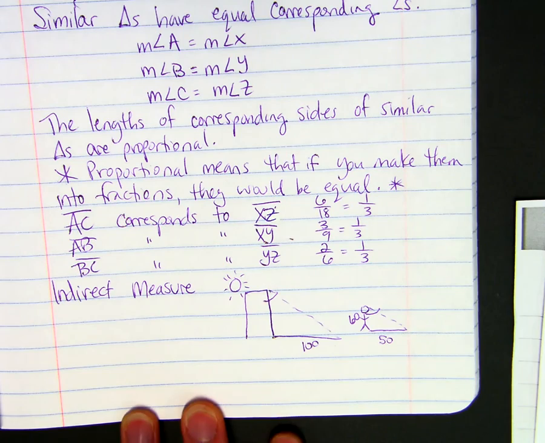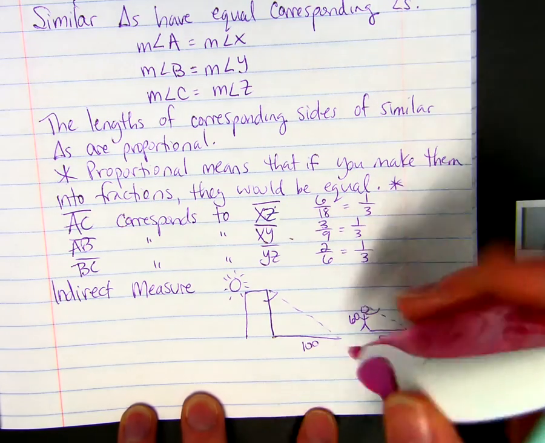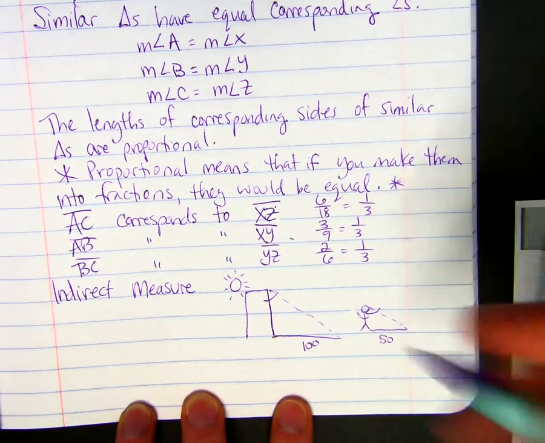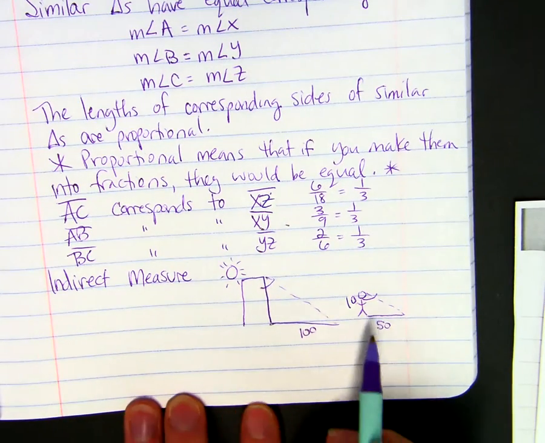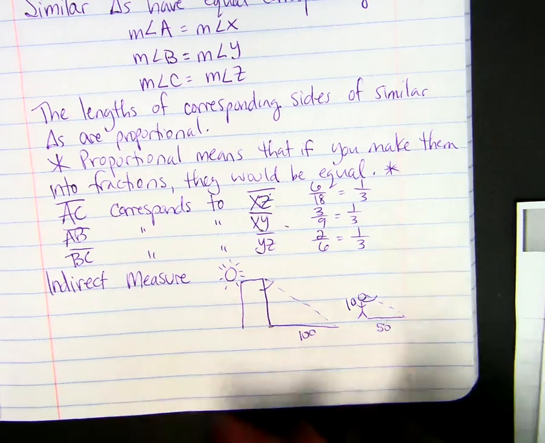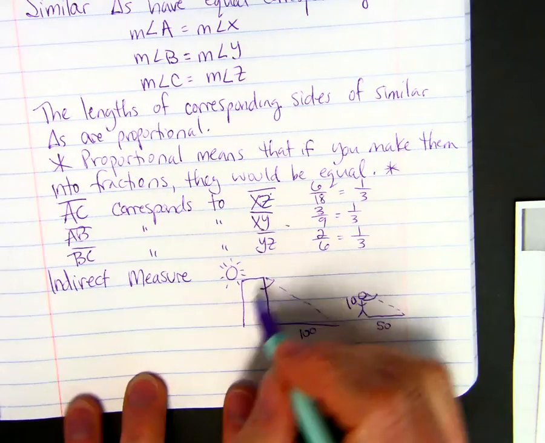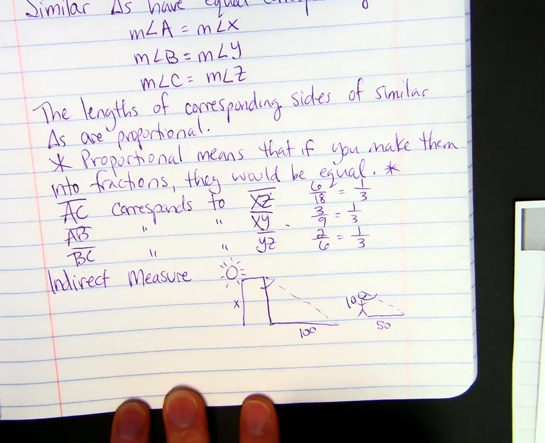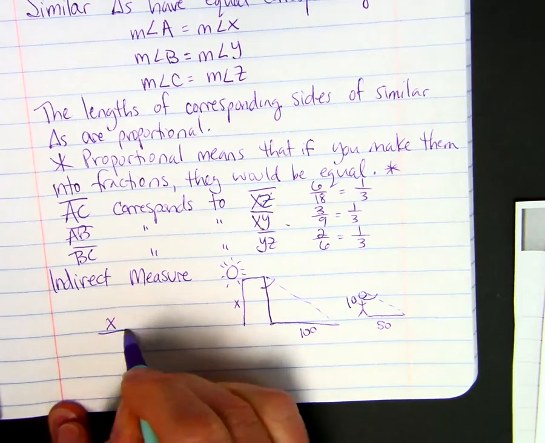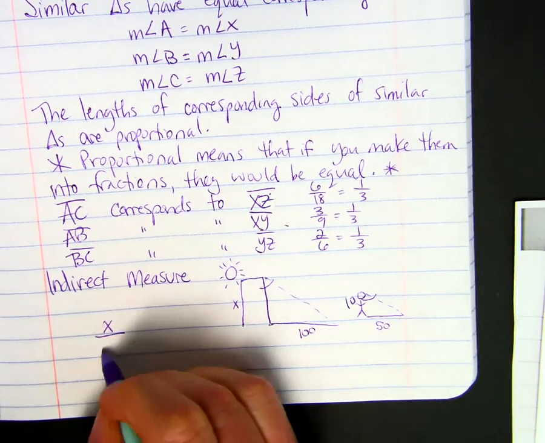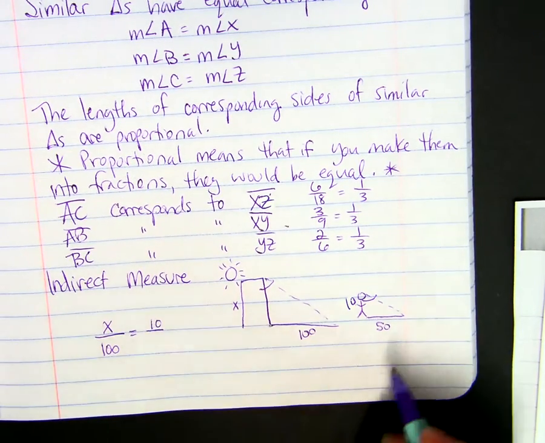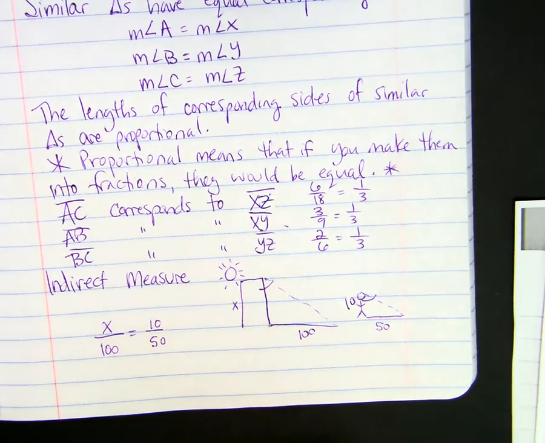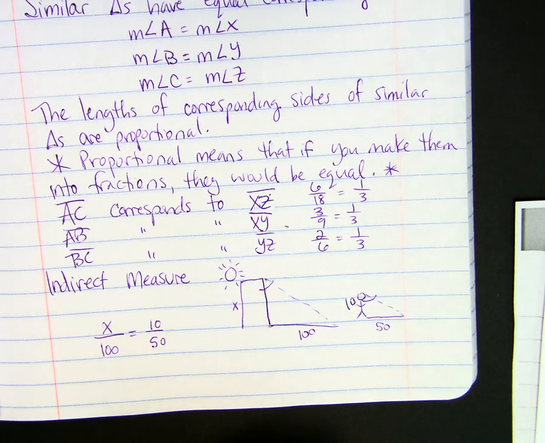Wait, we can't do that. We have to do feet. Let's change it. This person's 10 feet tall. We're going to do 10. Never mind. Okay. So if the person's 10 feet tall, how tall is the building? We could set up a proportion, and we could say the height of the building over the shadow of the building equals the height of the person, which was 10, over the shadow of the person. So the height of the building would be 20.